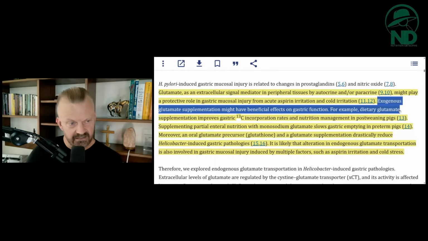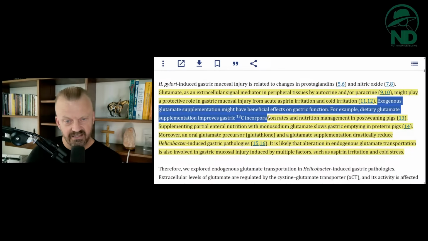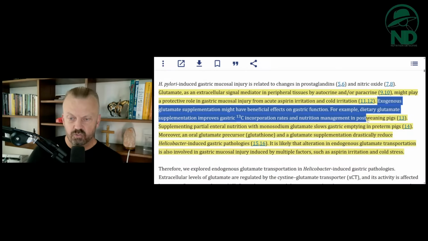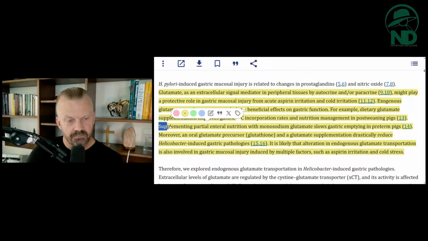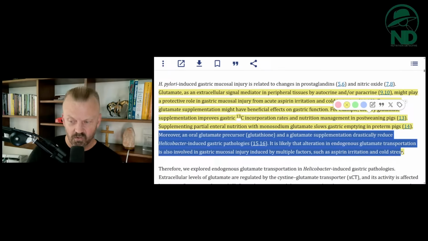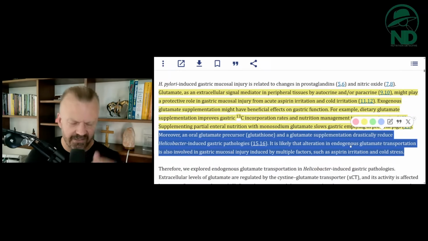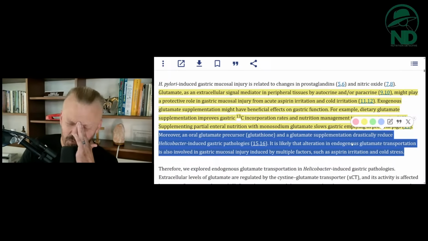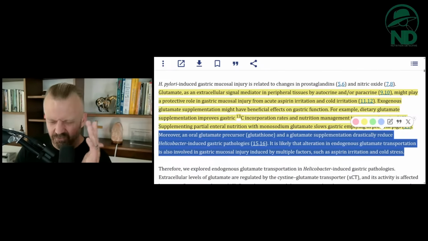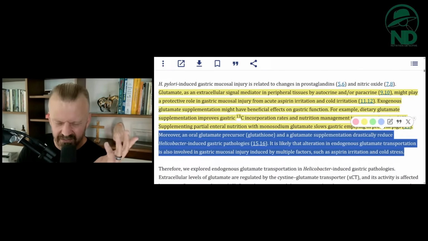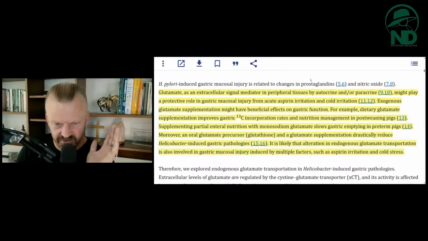For example, dietary glutamate supplementation improves gastric carbon incorporation rates, and nutrition management in post-weaning pigs. I think we went over that paper. Supplementing partial enteral nutrition with monosodium glutamate, irritation, and cold stress. Don't drink cold drinks. Don't eat cold foods much. Stop putting ice in your drinks and then wonder why your stomach and your digestion suck.